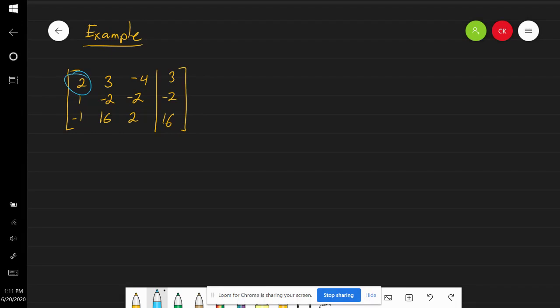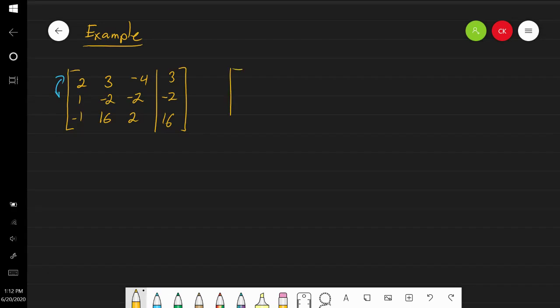Either we can divide everything by 2, which would introduce a bunch of fractions into our matrix, which we really would prefer not to do. So let's not do that. But we do notice that there is a 1 as the leading element in the second row. So we can interchange row 1 and row 2, and that will give us a 1 in that first position. So let's go ahead and do that.